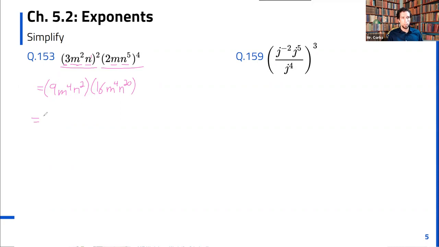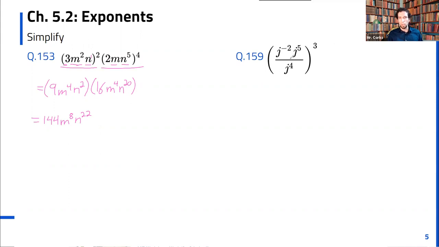9 times 16, 144. 9 times 16, yeah, that's right. m to the exponent 4, so that's m to the exponent 8, and then n squared, n to the exponent 20, so n to the exponent 22. Simplified.